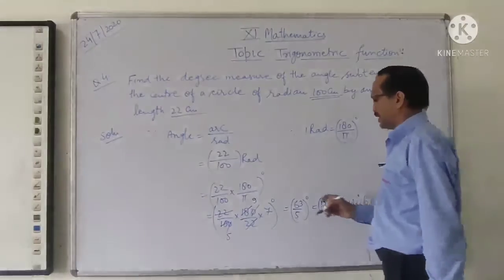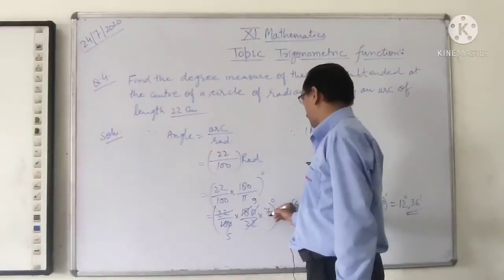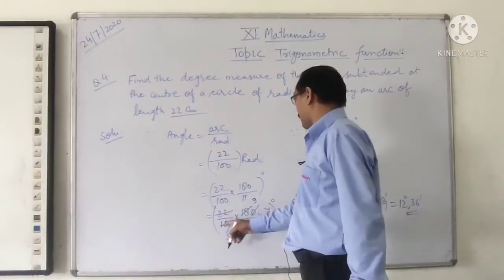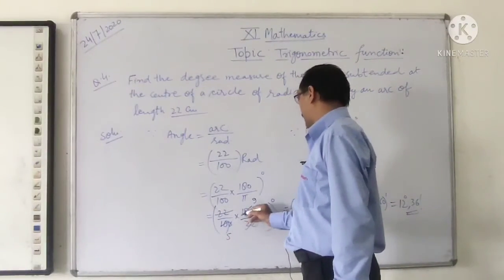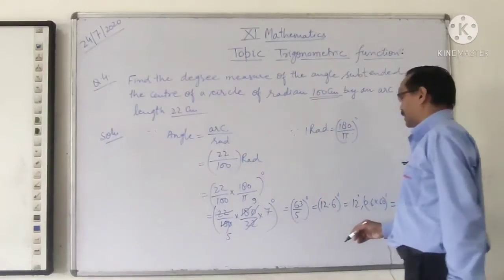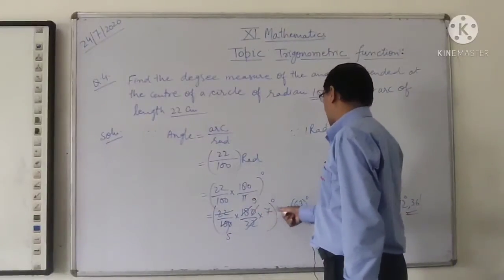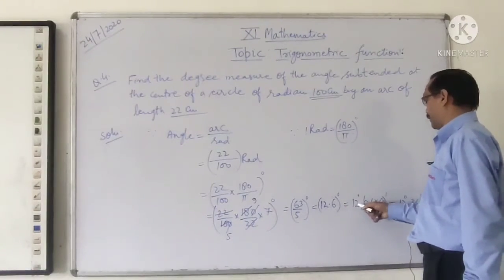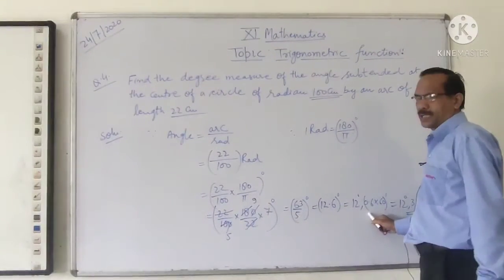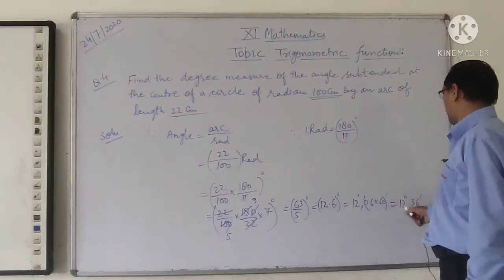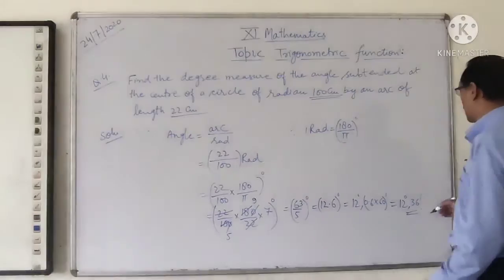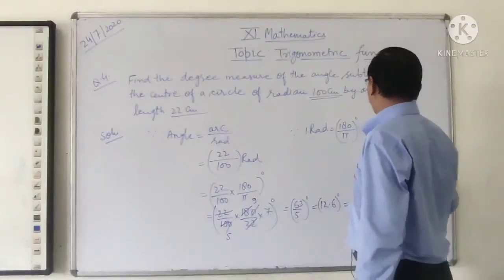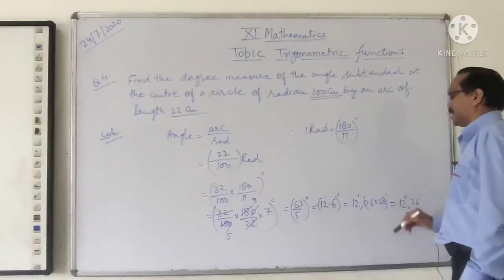The value of pi is 22 by 7, so it is 22 into 7. 22 cancels out. 0 cancels. 2 5s are 10 and 2 9s are 18. Then it is 9 7s are 63 upon 5 degree, or it is 12.6 degree. 12 degree and 0.6 into 60 minutes. So it is 12 degree and 36 minutes. So the angle measure in degree equals 12 degree 36 minutes.